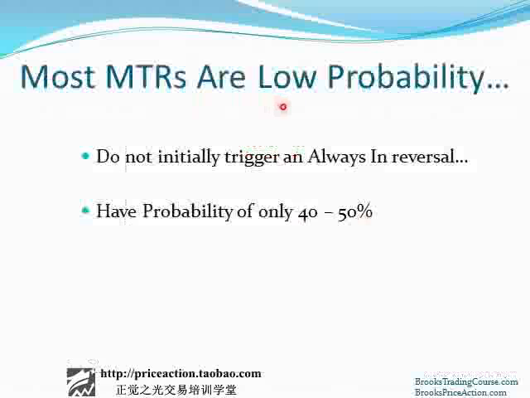Remember, most major trend reversals are low probability, usually 40 to 50% probability, and usually they don't initially trigger an always in reversal. So in other words, a top usually occurs when the market is still always in long, and it doesn't become always in short until after we get a bear breakout.